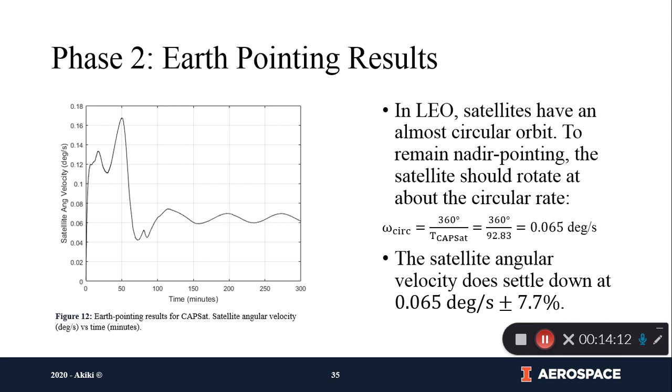Over here is just a demonstration of the satellite angular velocity settling down at a value that is equal to the circular rate of the satellite, because since we are in low Earth orbit, assuming that the orbit is circular is not really an inaccurate assumption. So to remain nadir pointing, we can expect that the angular velocity will be equal to about the circular rate of the orbit.